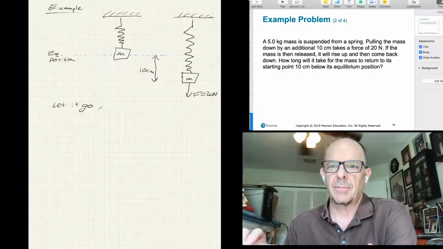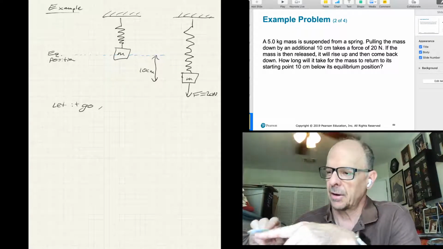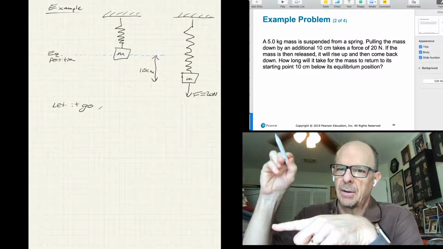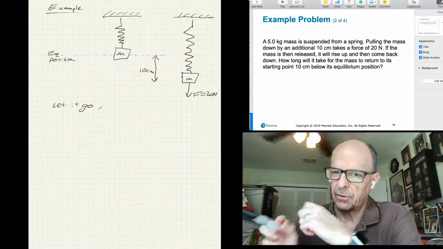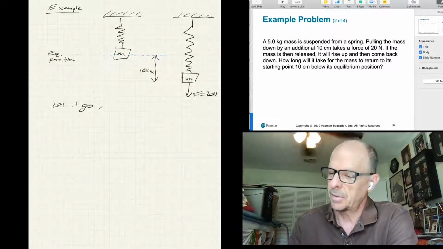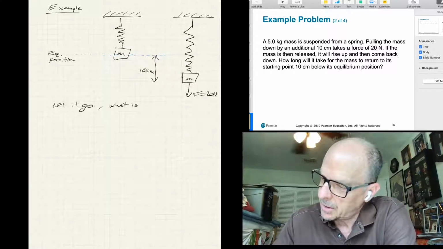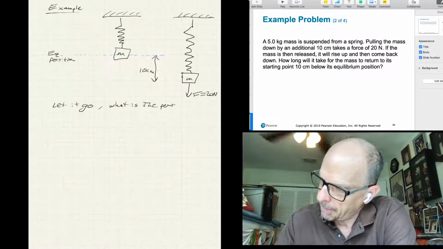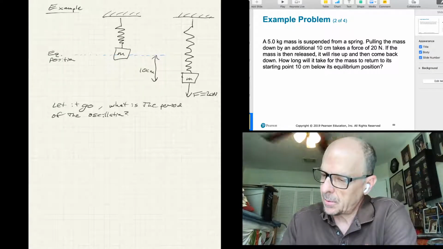That is the time that we call the period of the oscillation. In other words, it's going to go up above the equilibrium position and then all the way back down to this starting point here. That's one complete cycle. And the question is, what is the period of the oscillation? Okay, so we want to know, what is T?